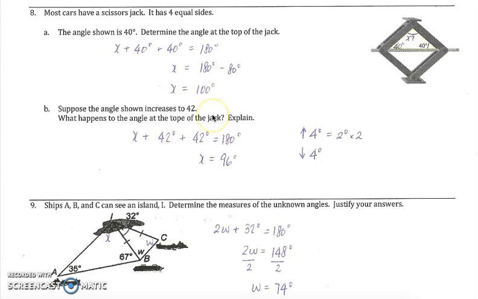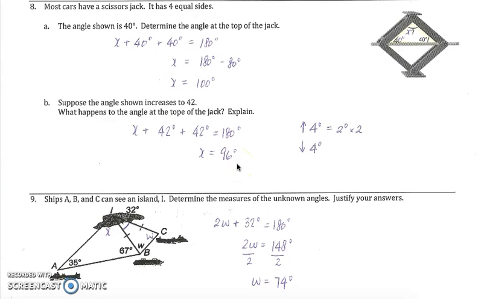Now suppose the angle shown increases to 42. What happens to the angle at the top of the jack? Explain. Well, if one angle changes to 42 degrees, the other angle also changes to 42 degrees. So all of a sudden, we are going to subtract 42 times 2, which is 84, from 180, which makes the top angle, x, 96 degrees.